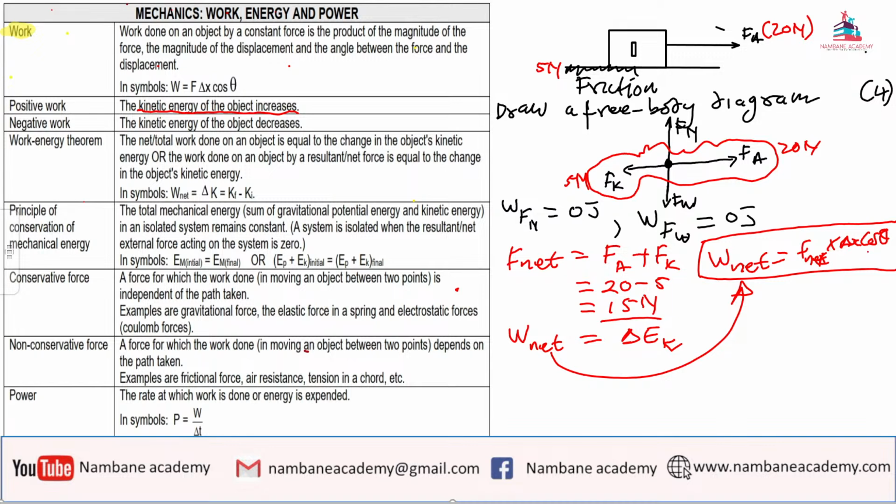So what is the kinetic energy? We know from grade 10 that kinetic energy will just be half m v squared final minus half m v squared initial. So this becomes what we call the work energy theorem.